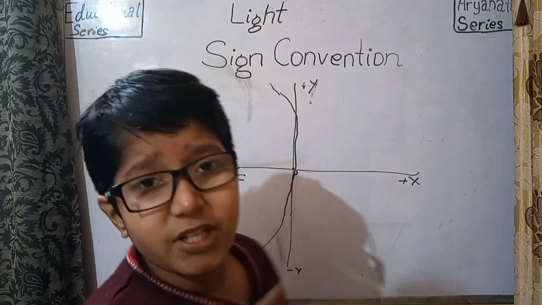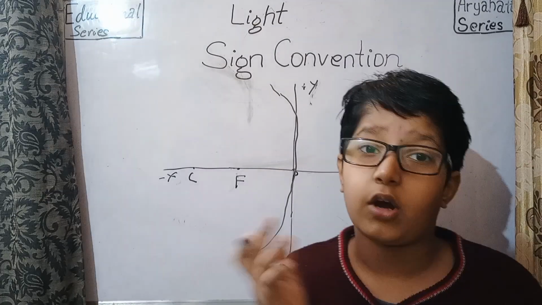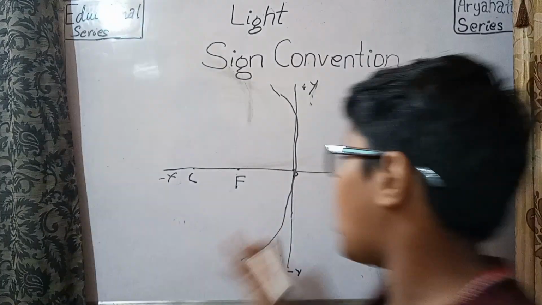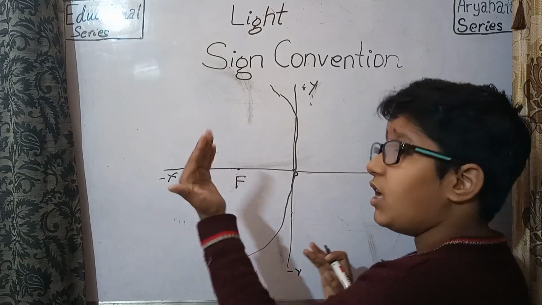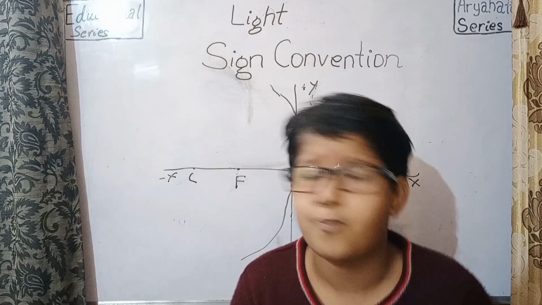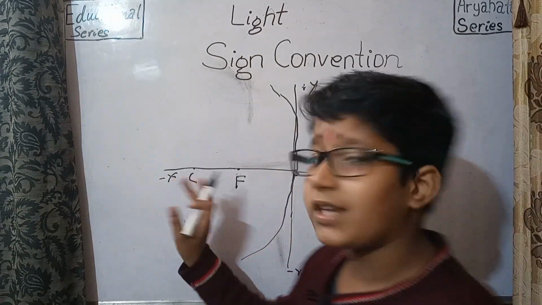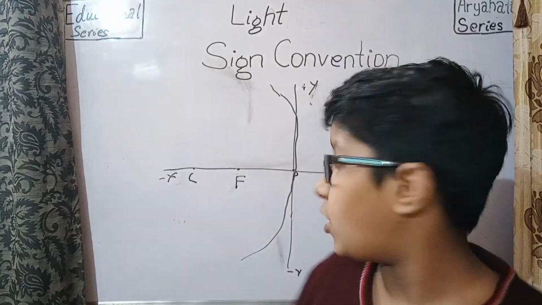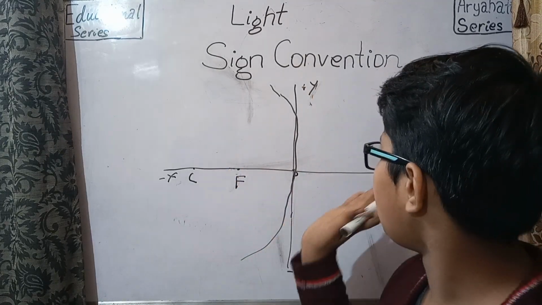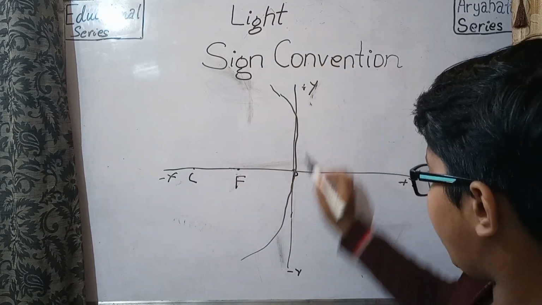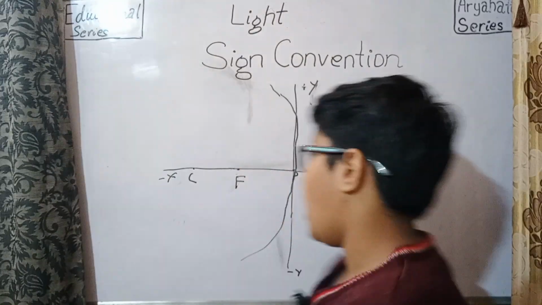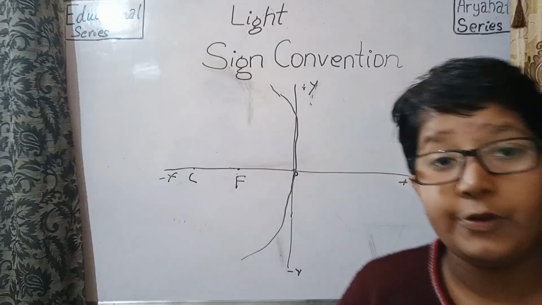So for the real image, the distance between the object and the pole, which is known as object distance, is negative. So if it's negative, then it's a real image. The components of this mirror, curved inward mirror or concave mirror, are in negative value.